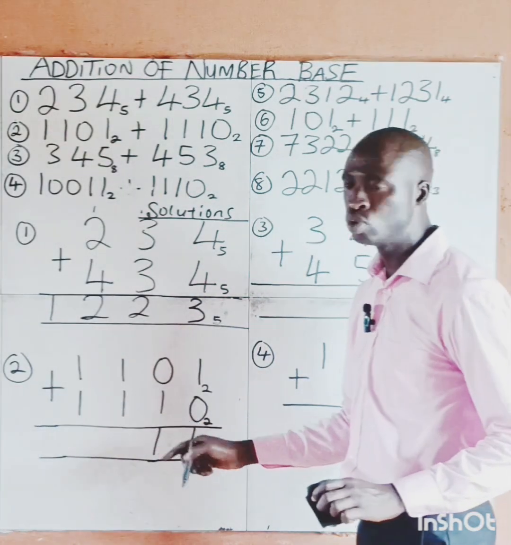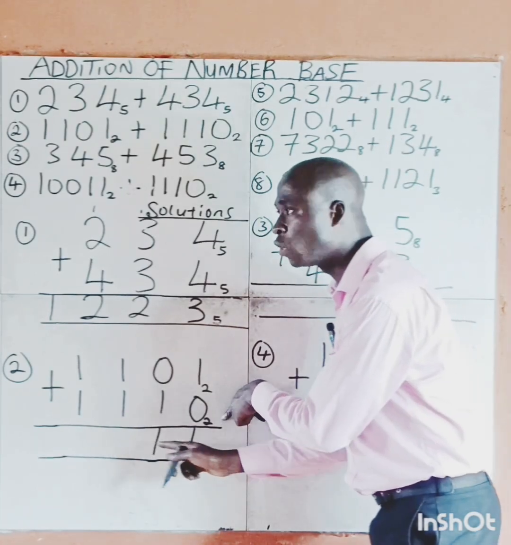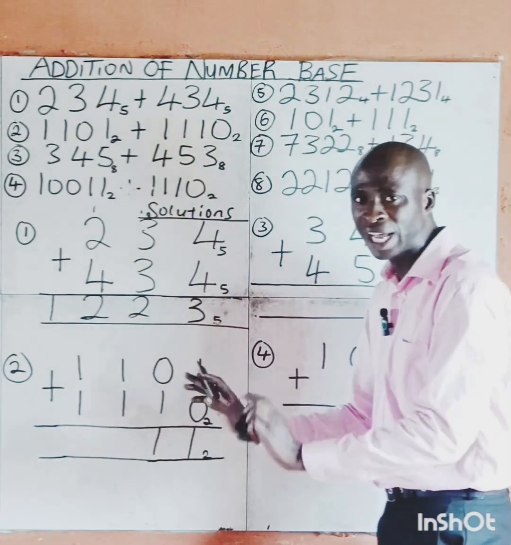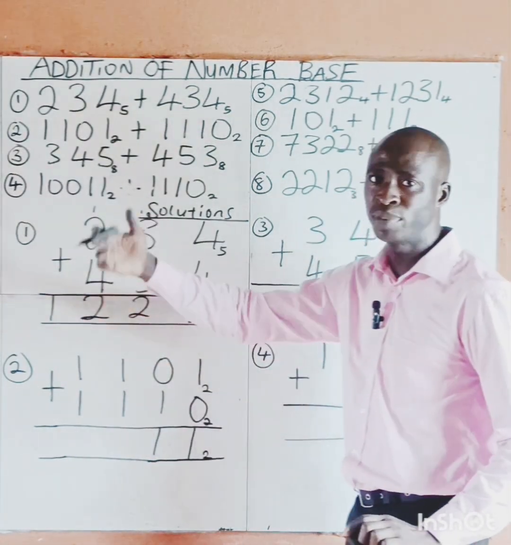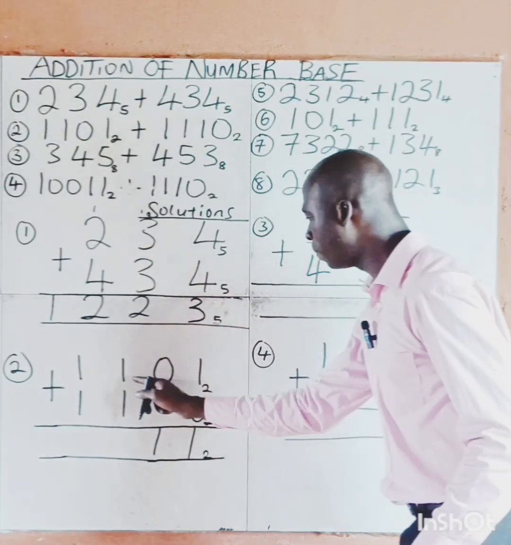Now 1 plus 1 is 2. I cannot write the 2 because the rule says that none of my integers should be up to my base or go bigger than my base. Anytime it is up to my base or bigger than my base, I should always go back and divide it using my base. So therefore, 1 plus 1 is 2.